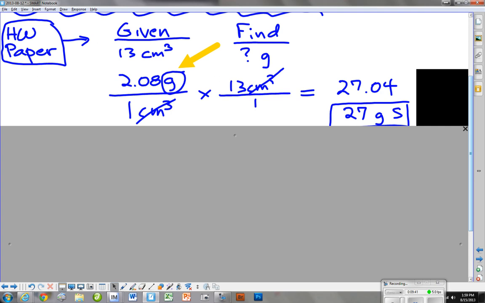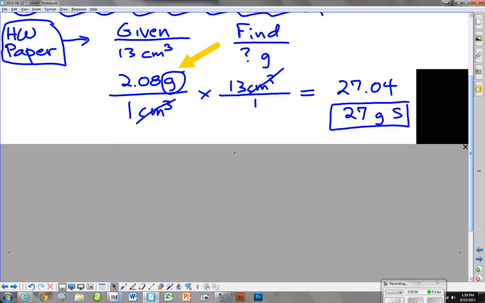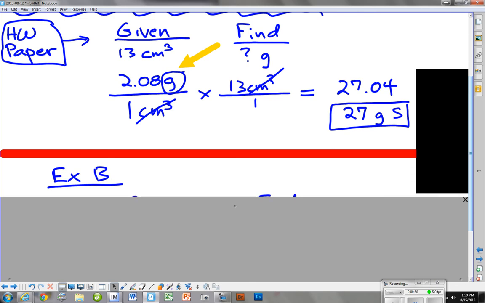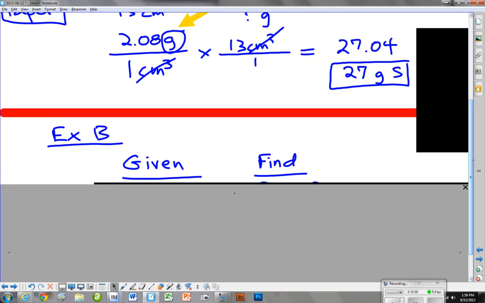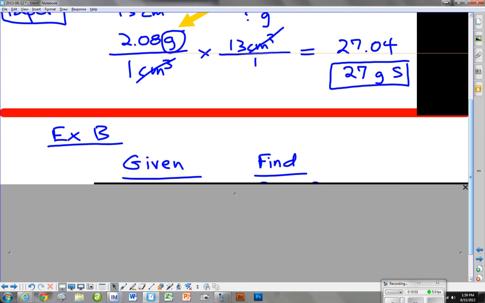Okay? Now, if there was an 8 here, we would round this to 28. If there was a 6 here, we'd round it to 28. Yeah, okay, good. I realized the 8 might be a confusion, so I'm glad you all knew. That's wonderful. Okay, let's do the next one. And notice this is going to be different.